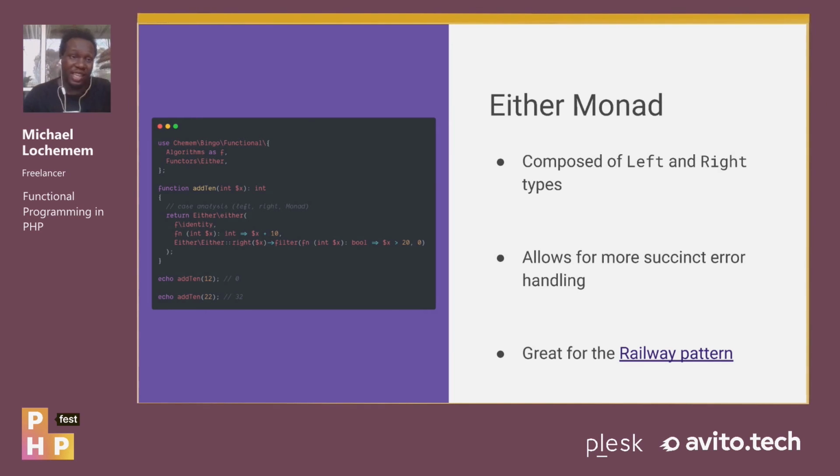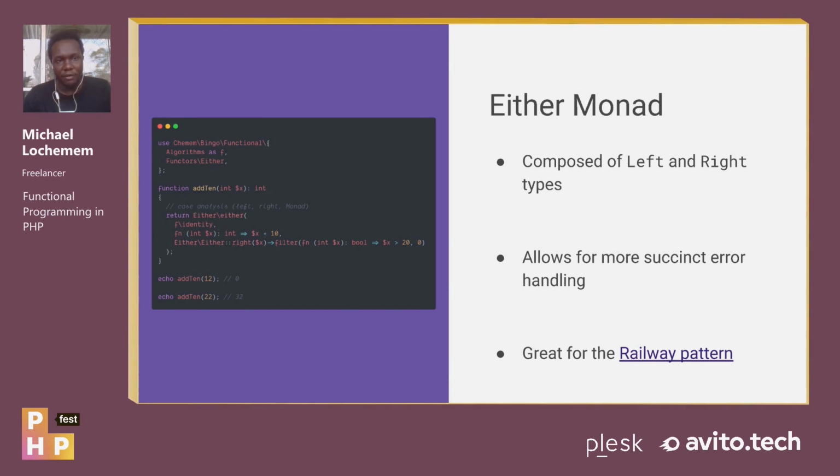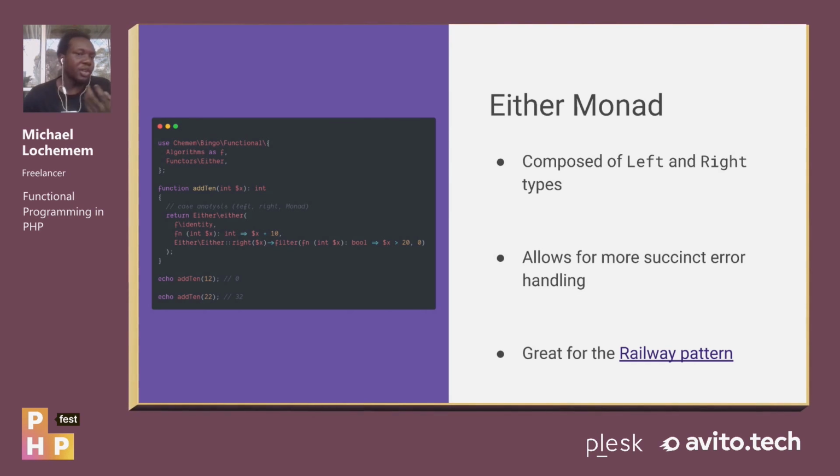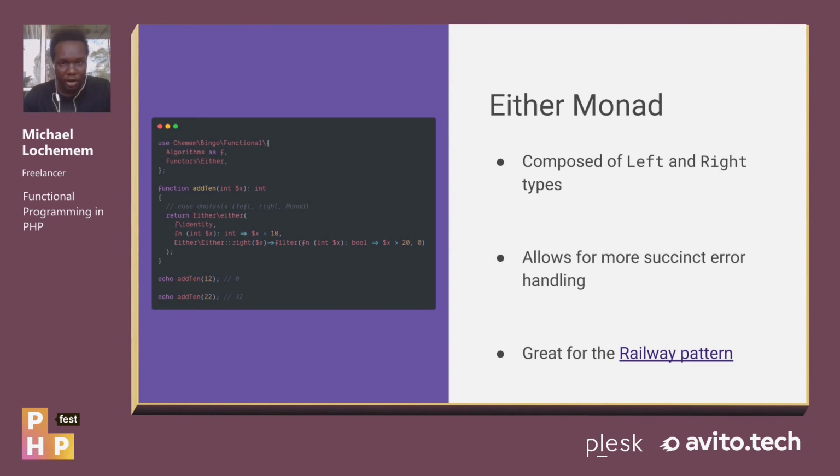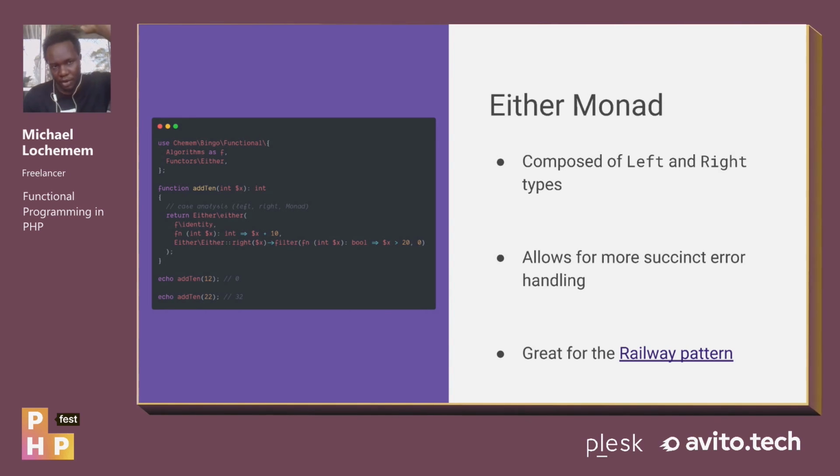And then you have the either monad, which works like the maybe monad, which is composed of left and right types. The right value is really what you want to gracefully mutate, and the left value is basically the error value. So it's more succinct because you can assign anything to your left value, your error value, as you can see here with 0, right? If you run this code, 0 is the default for any errors. It's great for the railway pattern, which basically conditions you to write two-track functions for errors and functions for operating on a value inside of a monadic context, right?